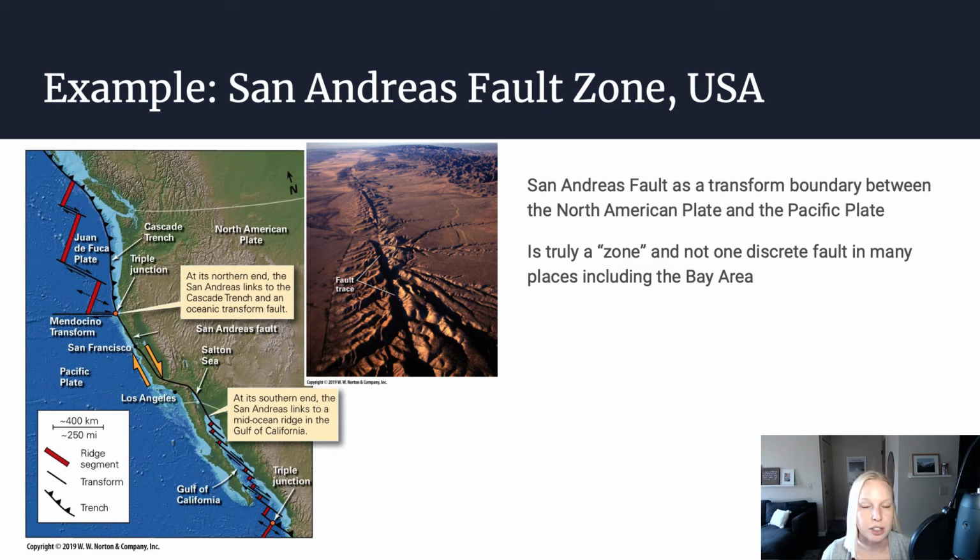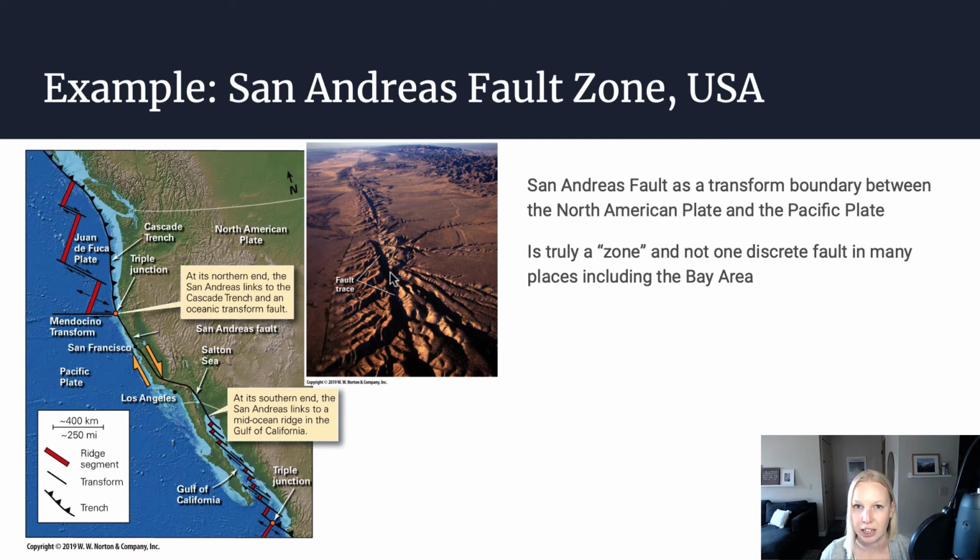The San Andreas Fault Zone truly is a zone in a lot of places. That transform slip is accommodated by a number of faults, not just one discrete fault. But in other places, like here in this image on the right, you can see that there is actually a discrete fault trace.